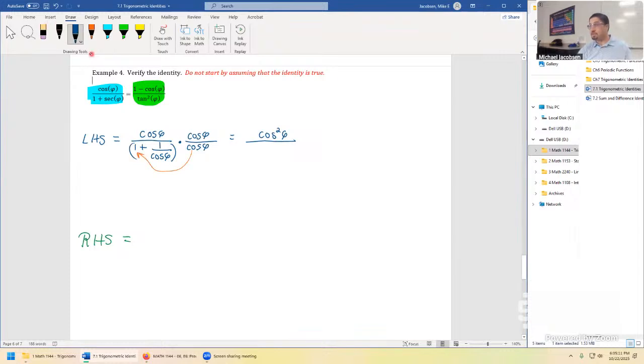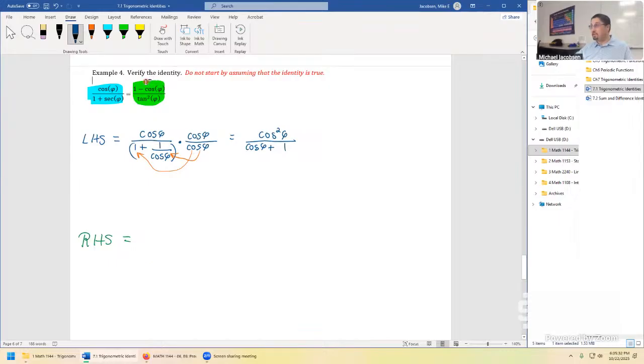Multiply here to here for cosine phi. Plus, multiply here to here causes a cancellation. That's cosine phi over cosine phi. So now it's just plus 1. So we have cosine squared phi divided by cosine phi plus 1. And this is what we're aiming for.